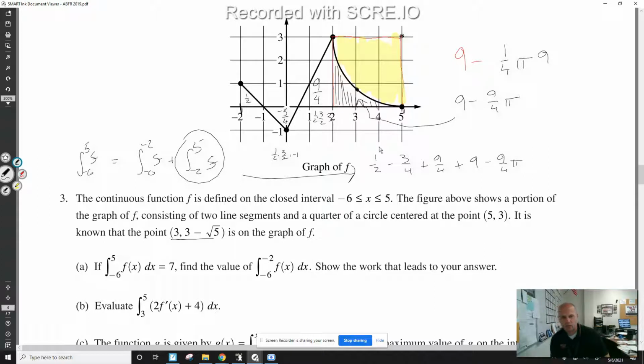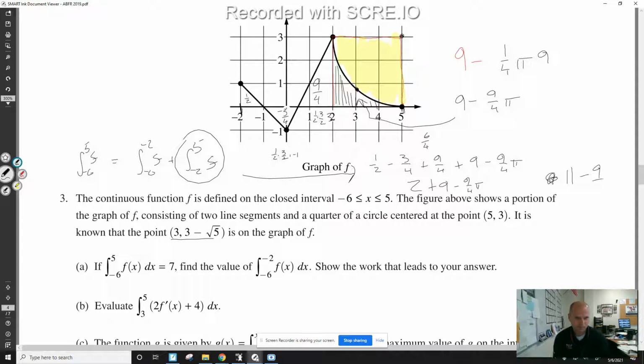Now, we've talked before, we'll say again, you can actually leave this for a no calculator free response question. If you simplify, just be careful, okay? You are allowed to leave simplified calculator-ready expressions as your answer. 3/4 and 9/4, 6/4, negative 3/4. That's 3/2. So 3/2 plus 1/2 is 2. I got 2 plus 9 minus 9/4 pi. So that's 11 minus 9/4 pi. Okay, great. Is that what we were looking for?